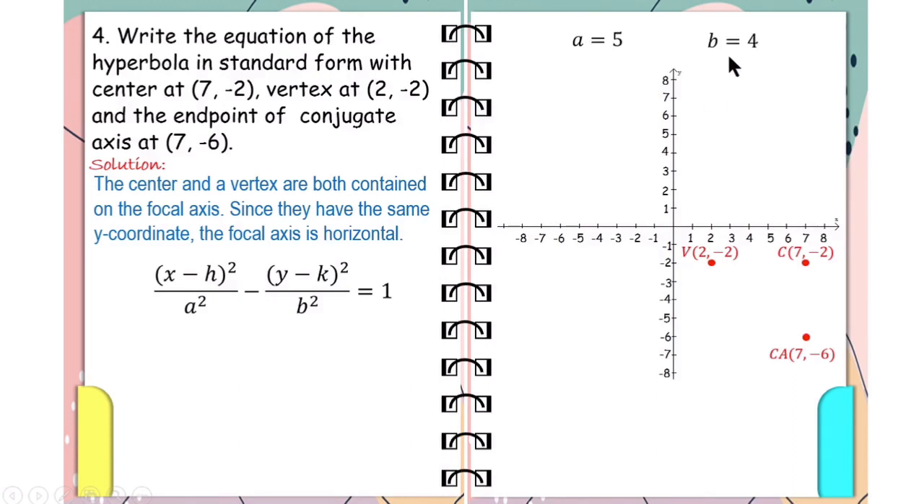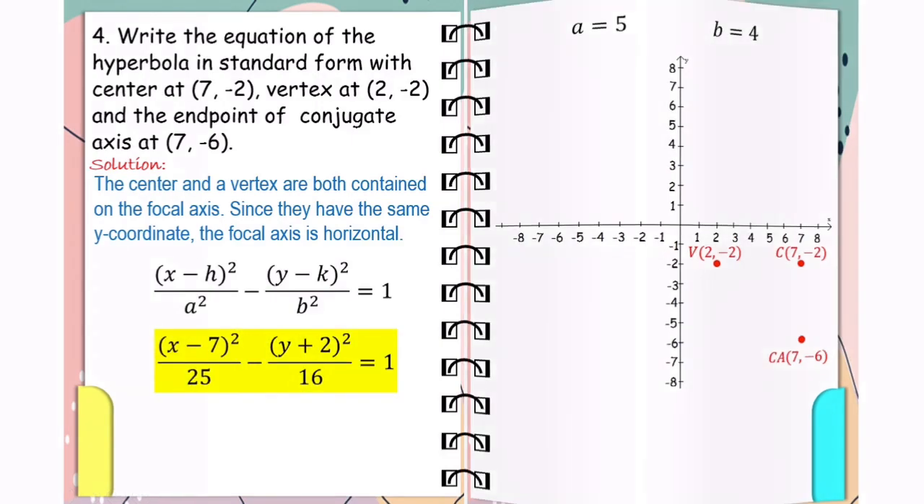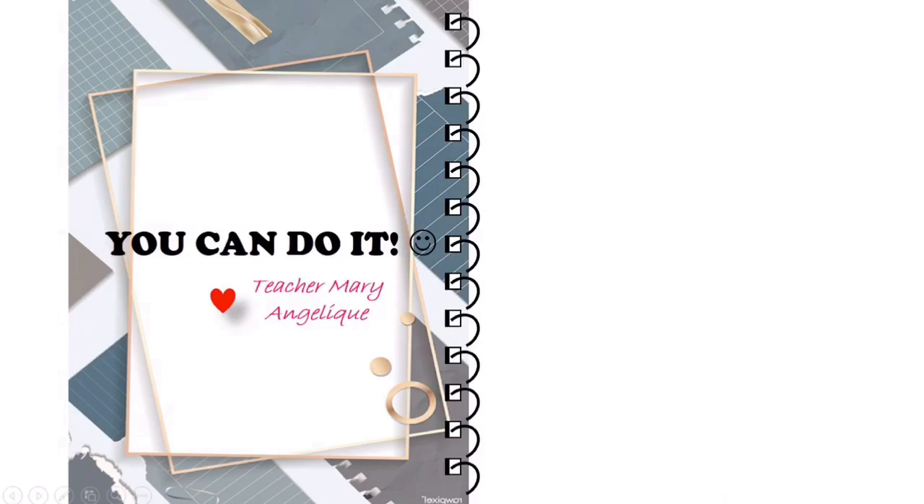By substitution, the equation of the hyperbola is (x minus 7) quantity squared over 25 minus (y plus 2) quantity squared over 16 equals 1. h is 7, while k is -2, and negative times -2 is +2. 5 squared is 25, while 4 squared is 16. And that is all about hyperbola with center at (h, k).